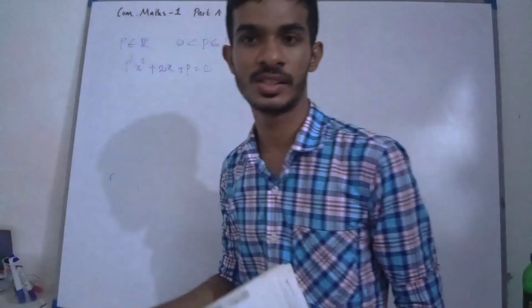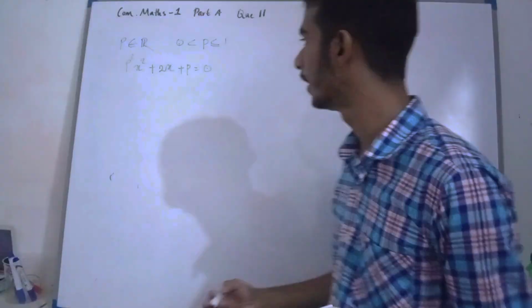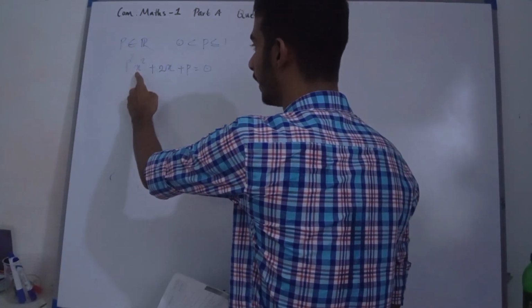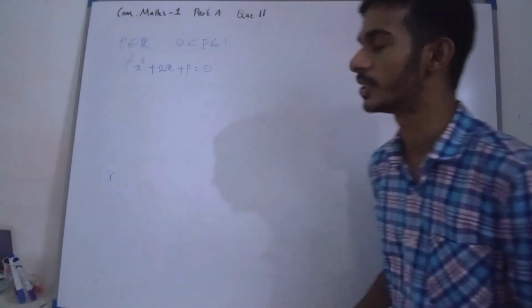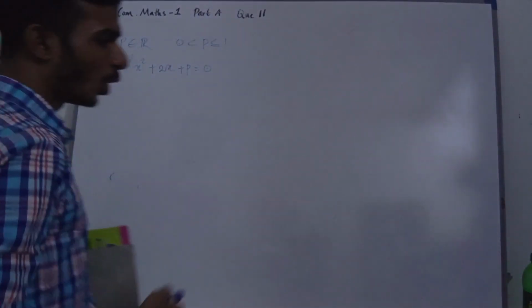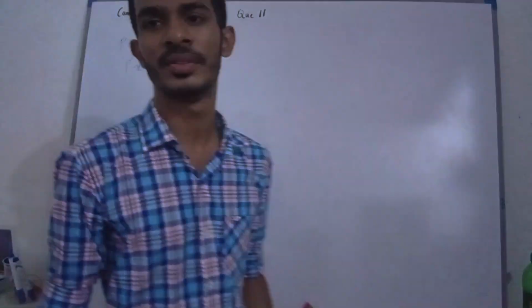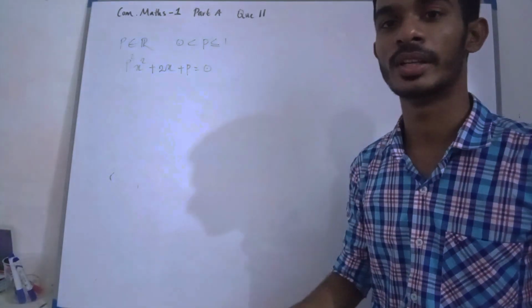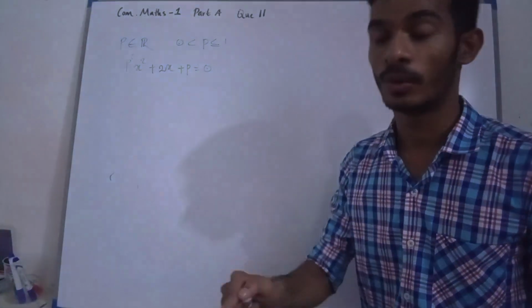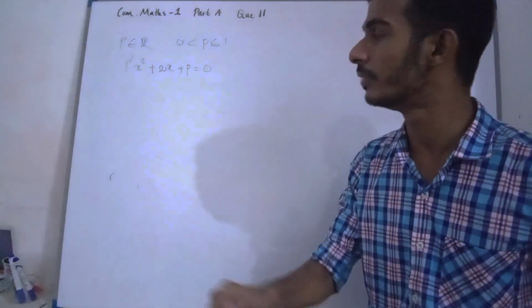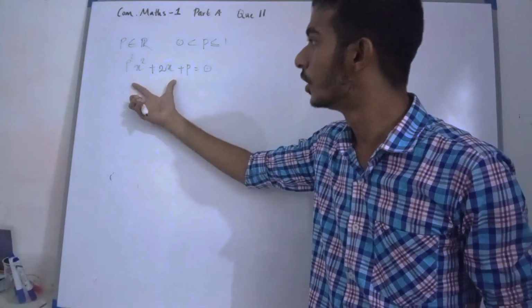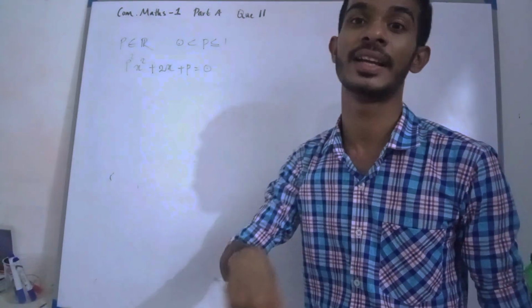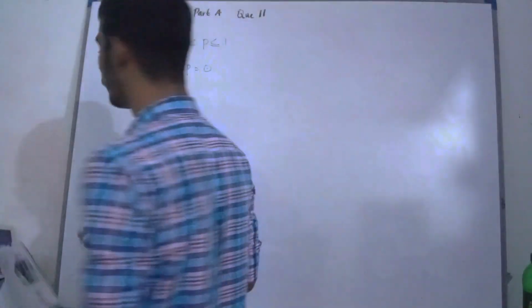Root is the fancy way of saying solution, right? Root means a solution. So if I put 1 instead of x, the equation should be satisfied. Now, showing directly that 1 is not a root is not possible. So what I'm going to do is suppose, or assume, that 1 is a root of this equation. If I substitute 1 in this equation and the equation is not satisfied, I can tell 1 is not a root of this equation.